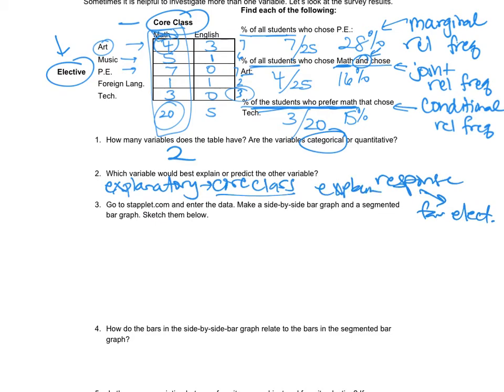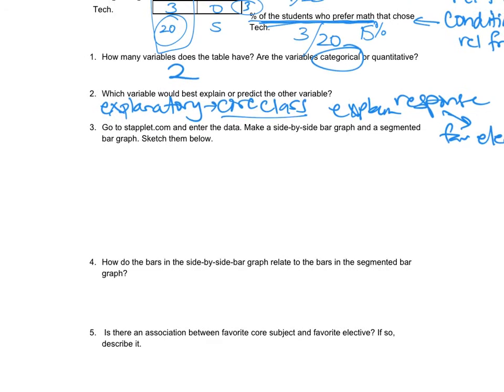All right, we're going back to Statplet. This time we're going to make a side-by-side bar graph and a segmented bar graph, okay? And we're going to sketch them below. So we're going to have a bar graph, and then we're also going to have a segmented bar graph. And don't forget, we need to title, label, tick, tick, tick is kind of the thing I like to say sometimes.